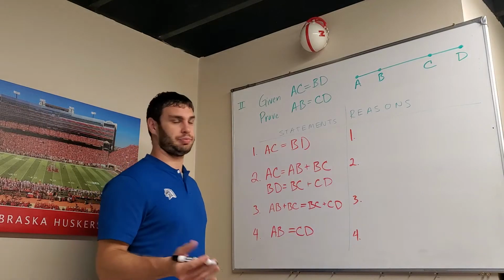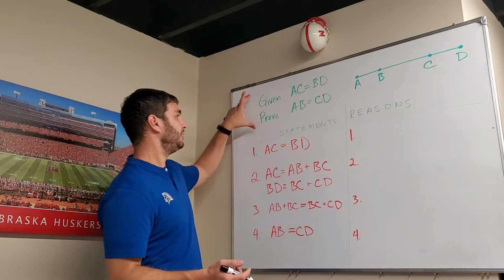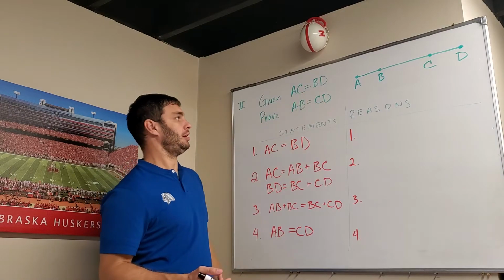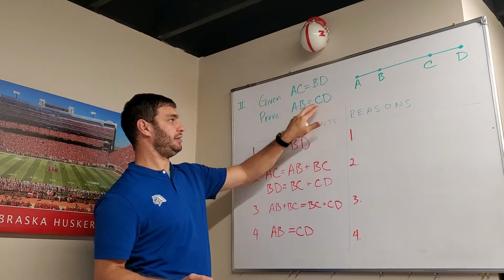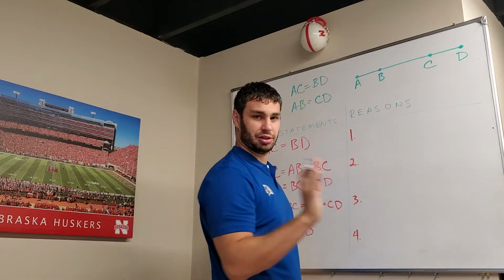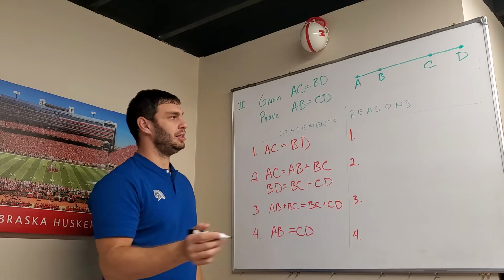All right, let's try a geometric proof here. And we're given that AC is equal to BD. All right, we want to prove that AB equals CD. So whenever we're given something, we're usually also given a picture. Usually, if we're not, we can make our own. But in this case, we are.